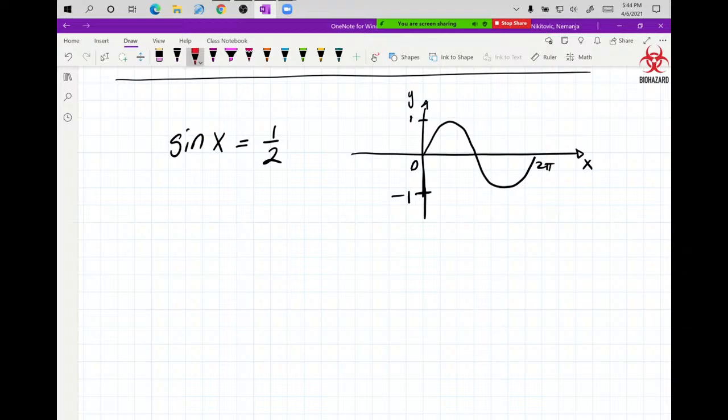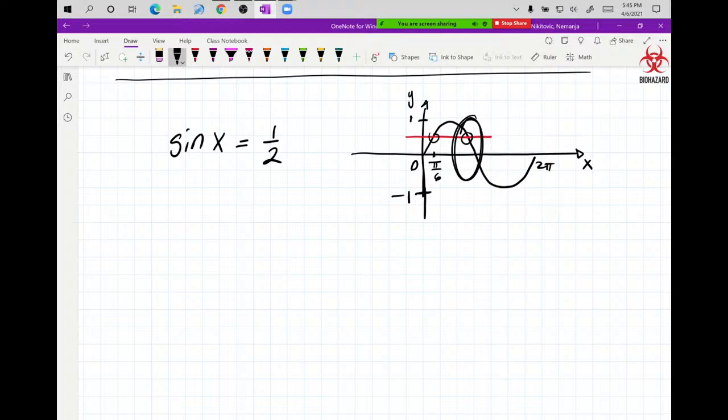If I draw the right-hand side equation, 1/2, you see what happens. It intersects twice. So as simple as this equation can be, this is probably the simplest equation you can get, you immediately see that there are 2 intersection points. 2 intersection points means 2 solutions right off the bat. And your pi over 6 solution, which you guessed, is right there.